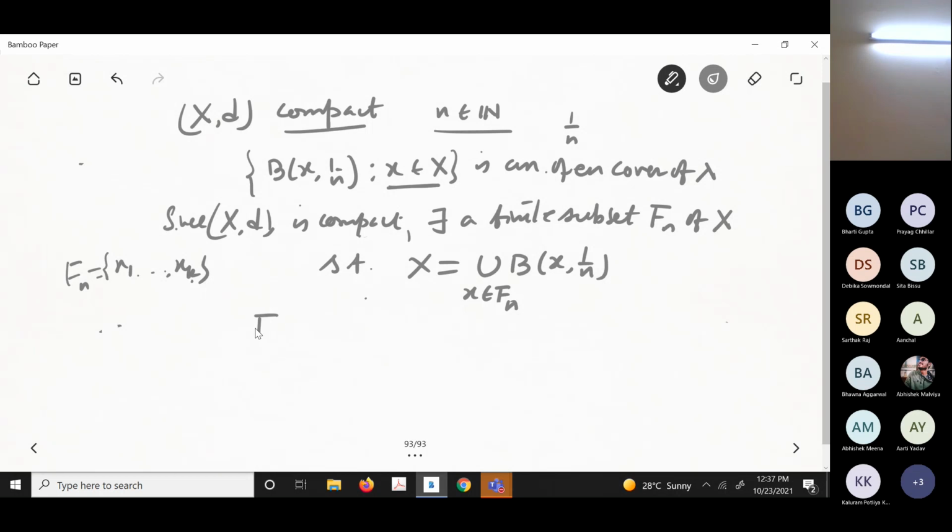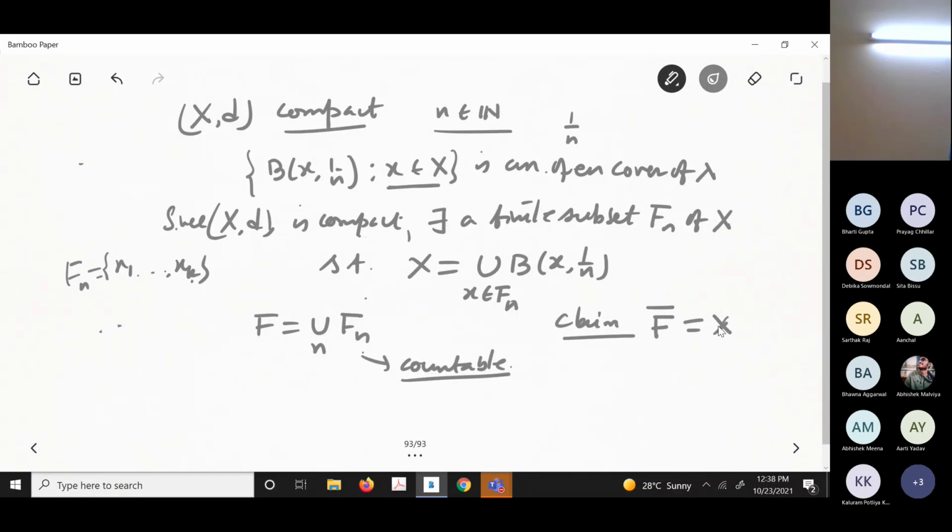Now take F equal to the union of F_n. These are the basic things I did in the beginning. Each F_n is finite, so it is a countable union of finite sets, so this is countable. It will actually be countably infinite if you assume X is infinite; it can't be finite. Anyway, it will be countable. A countable union of finite sets is countable. My claim is that F bar equals X, so that X is separable.